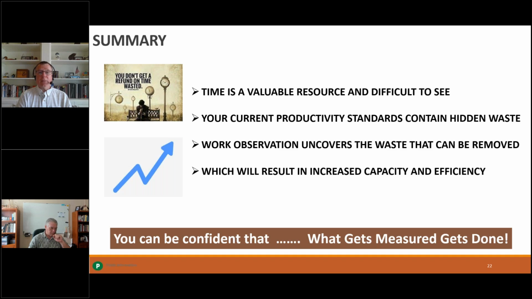The best way we found to uncover that waste is to do these work observation time studies. If you do them correctly and you align your business around them and you realize the benefits, you will see a result in your capacity and your efficiency, which ultimately leads to higher profitability. In the end, you can be confident that what you are measuring is, in fact, what's getting done. Thank you very much, and I'll be open to any questions that anybody might have at this time.